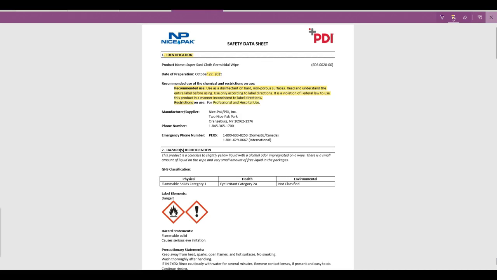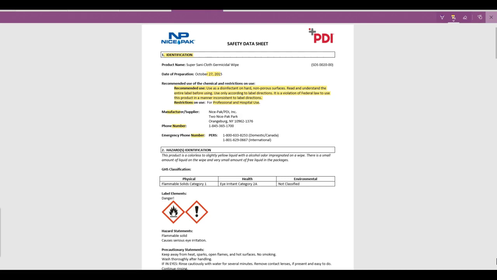So you can't really buy these to use at your house. You can't just pick these Sani wipes up at your local Walmart. You have to purchase them from a medical specialty place or a medical supply store, or from a manufacturer or medical supplier, excuse me for that jumble there. It tells you the manufacturer's information, their phone number, and emergency contact phone numbers.